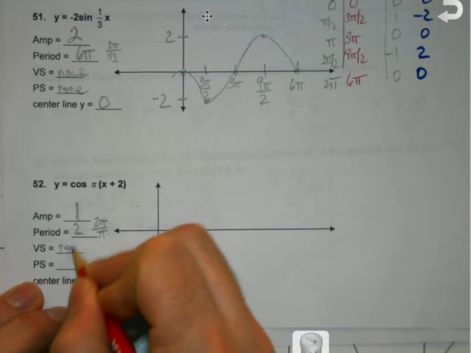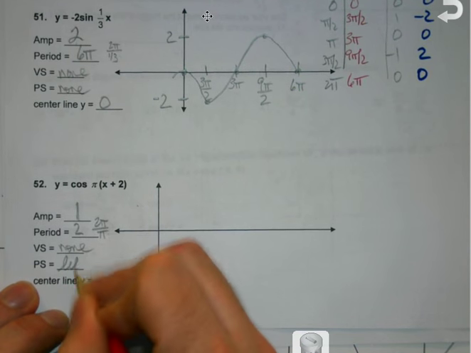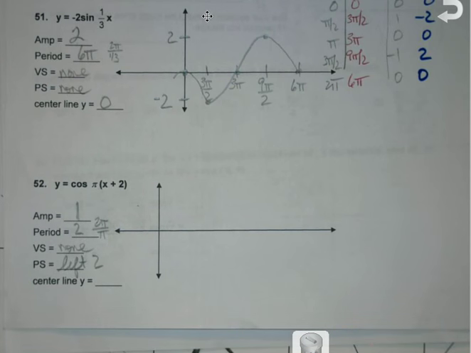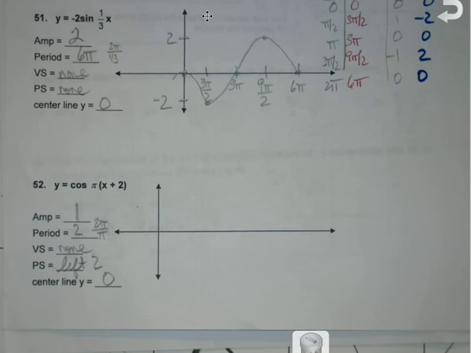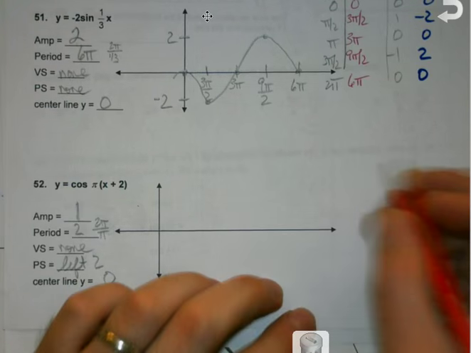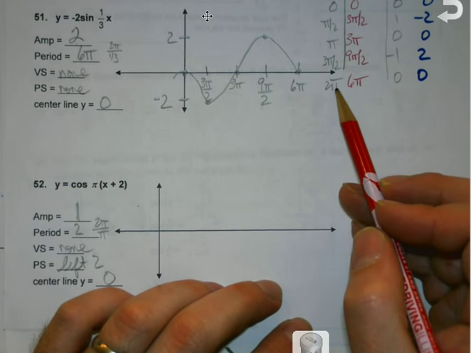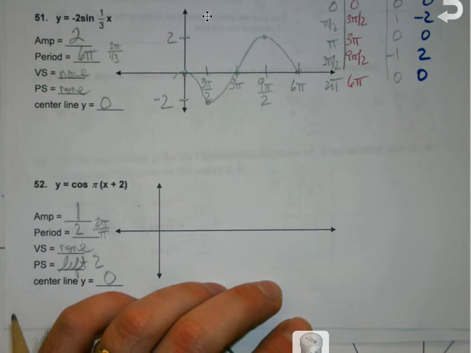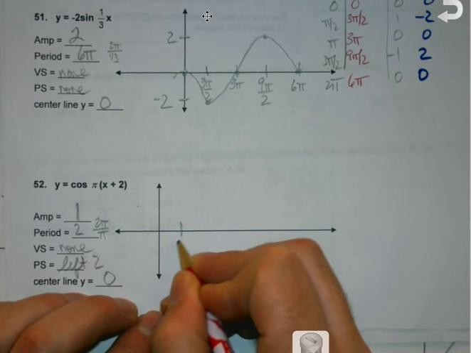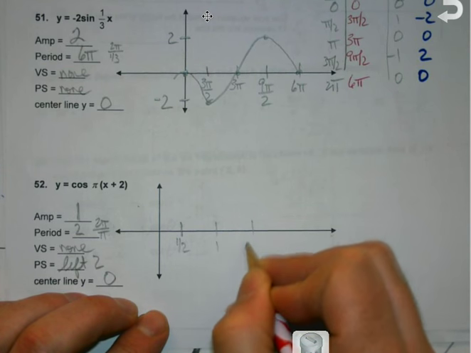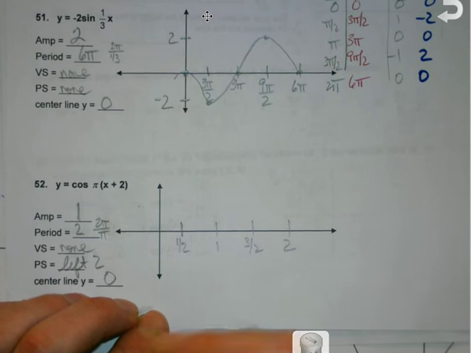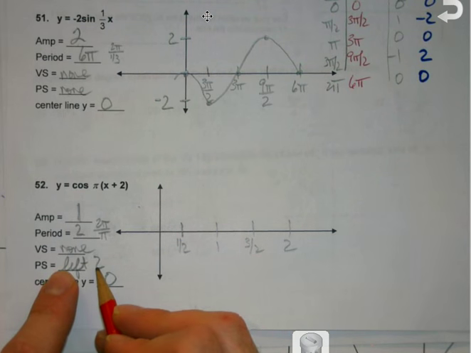No vertical shift, but I have a phase shift of left 2. But still, since I have no vertical movement, my center line isn't going to move from 0. So I start to look at this and I go, okay, this is basically my exact cosine graph, except now, instead of having these guys, I'm basically just losing the pi. Now, it may seem that this would be a good idea, except for one fact. We have to shift left 2.